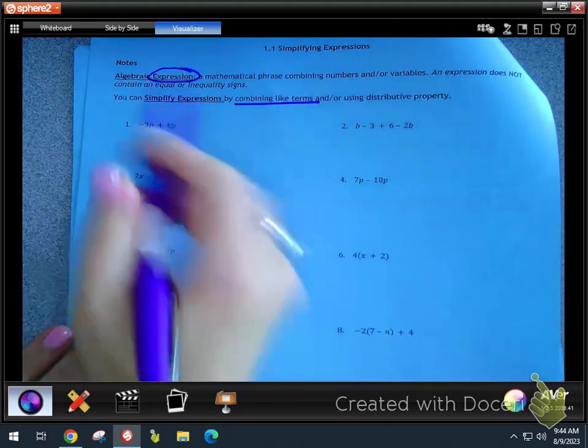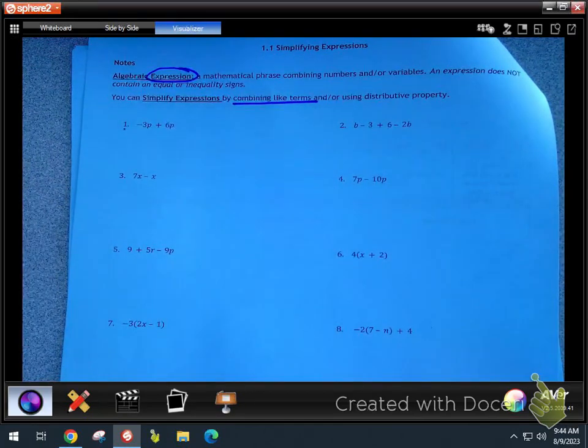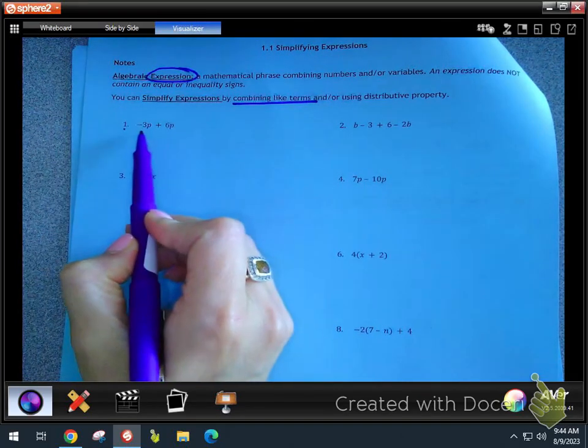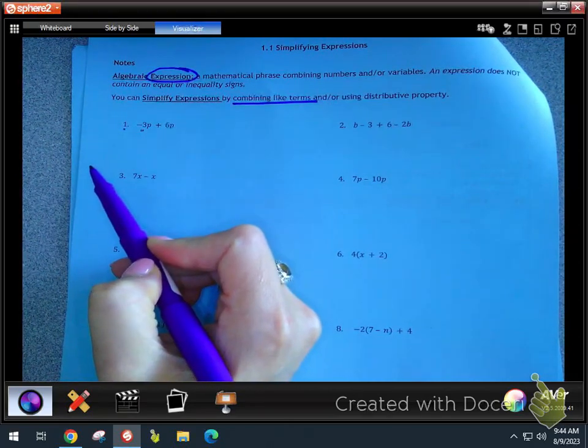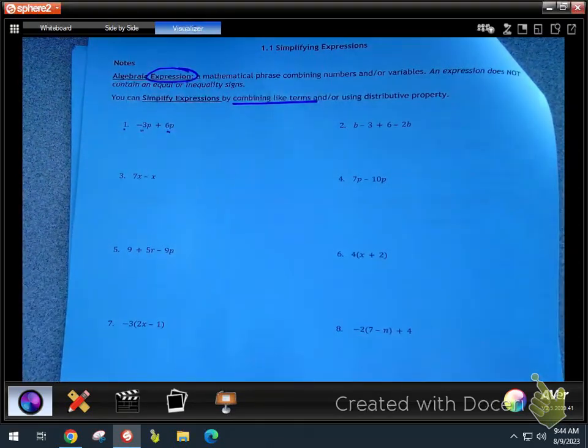So let's look at number 1. So number 1, again, this is an expression. Do you see an equal sign? No. So we're not getting a number. We're just getting something that is smaller. We're trying to condense it. Right now we've got 2 terms. How do I know that there's 2 terms? What's the first term? Negative 3p, and then 6p. So terms are separated by pluses and minuses. So right now we have 2 terms.